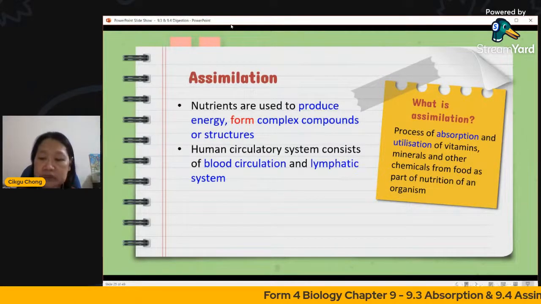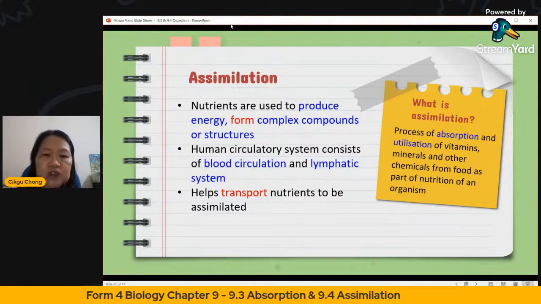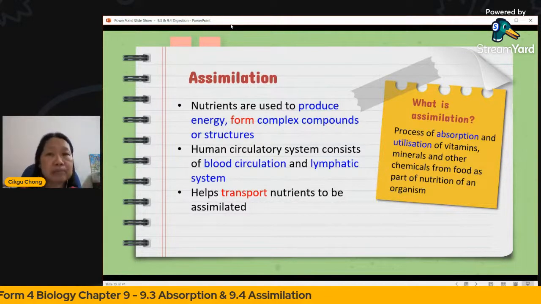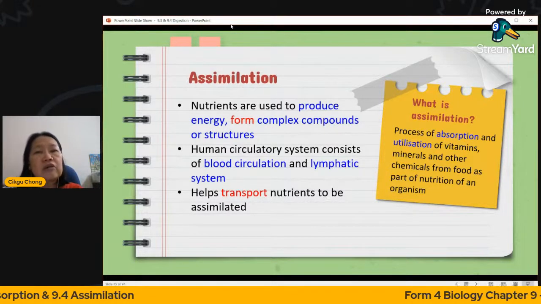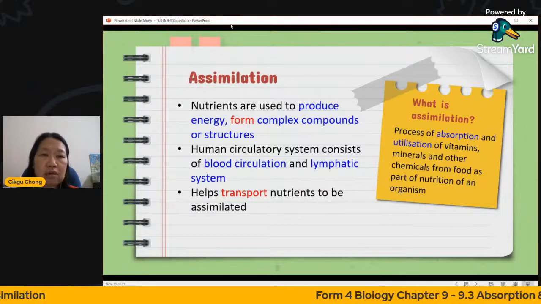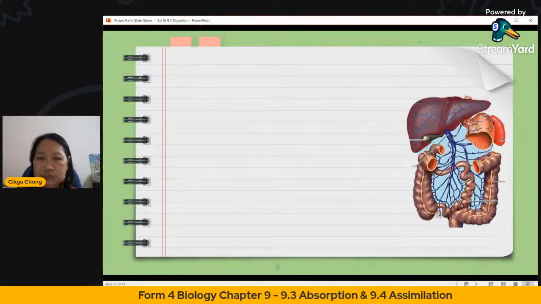Okay, let's see how they're utilized. Okay, and this helps the transport of nutrients to be assimilated. Assimilated means make use of, lah. Okay, to be oxidized or to be converted into complex compounds. Okay, let's go to the next part.